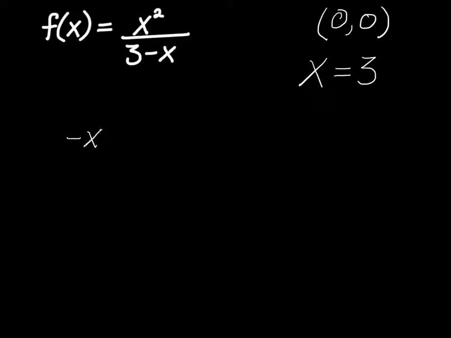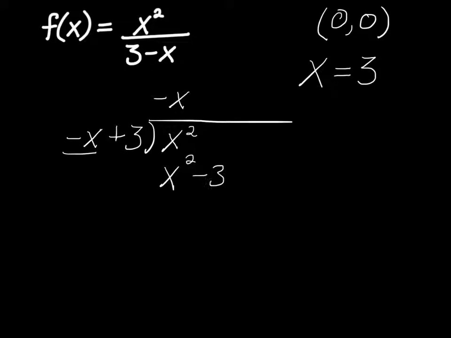And I'm going to make sure my x term is first. So negative x plus 3 is going into x squared. And the question is, what do I need to multiply negative x by to get x squared? Well, that's another negative x. So this becomes x squared minus 3x. And then I'm going to subtract. So this will actually give me a positive 3x, and there's nothing to bring down.